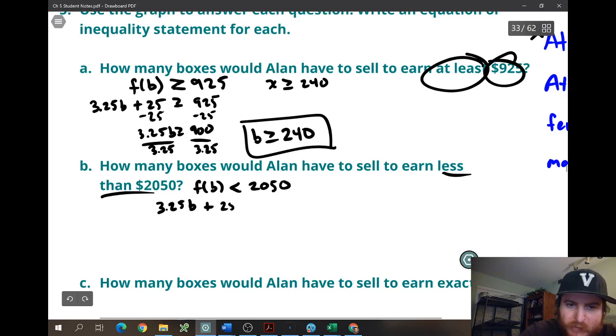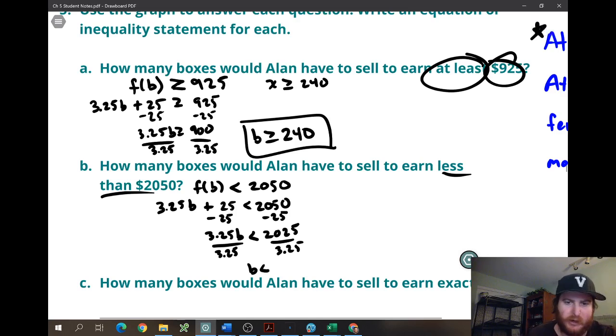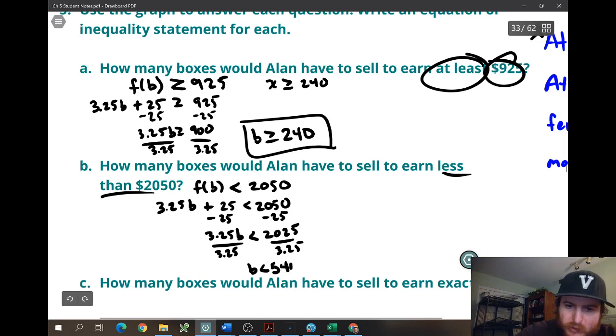3.25b plus 25 is less than 2,050. Let's subtract 25 from both sides. We get 3.25b is less than 2,025. Then we'll divide both sides by 3.25. Again, you can take out a calculator for this. When you type that into your calculator, 2,025 divided by 3.25, we get b is less than 540. So he could not sell 540 boxes, but he could sell 539, 538, or any number less than that.